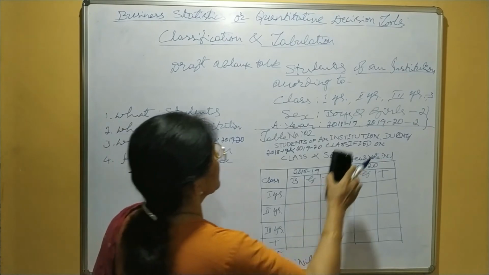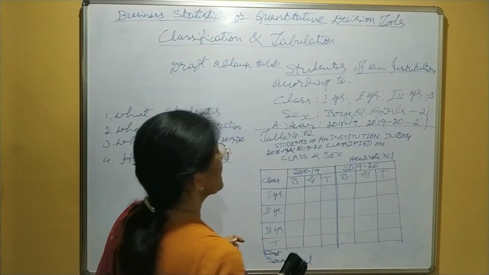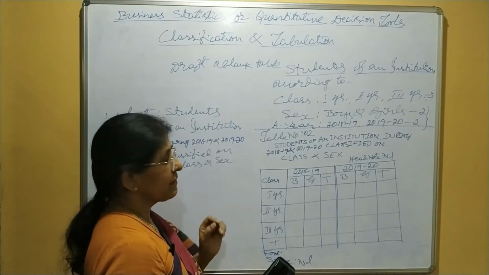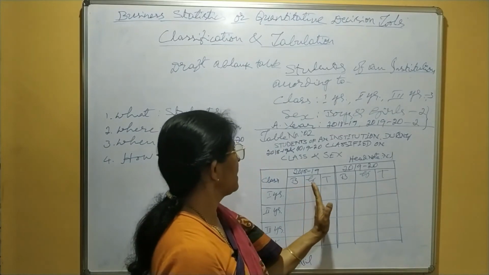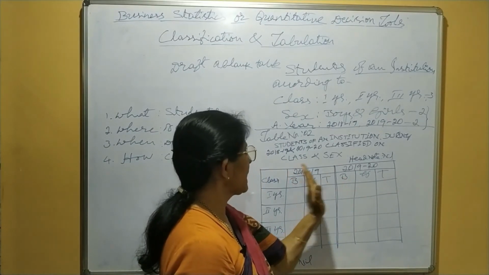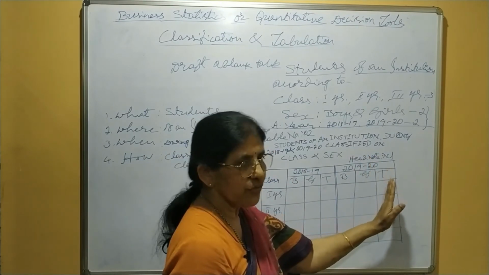Now here, instead of 2018-19, here the year has been given. Here we need not club the data of 2018-19 and 19-20.